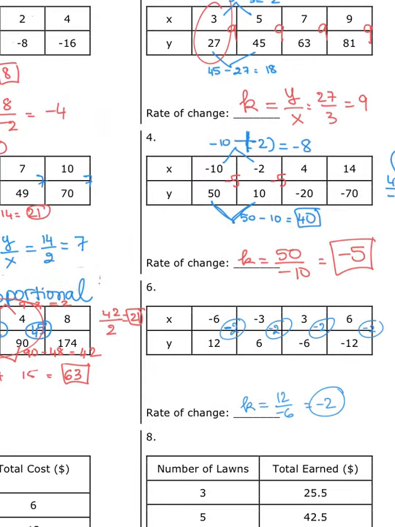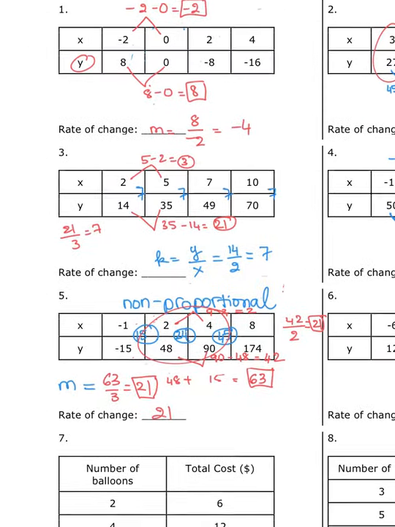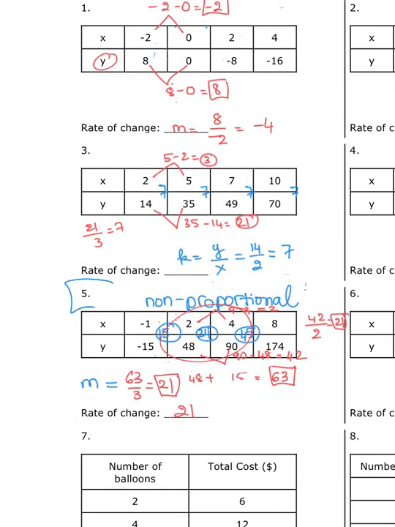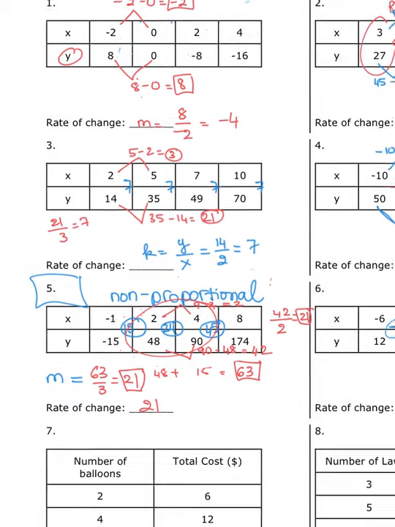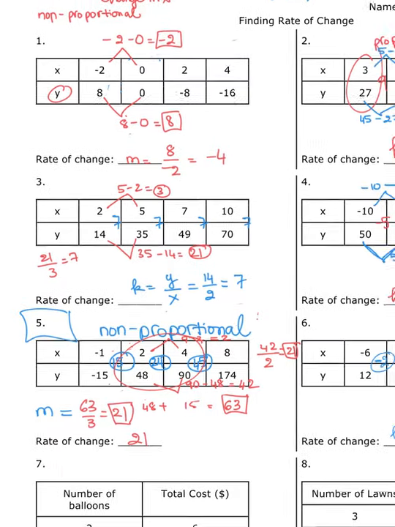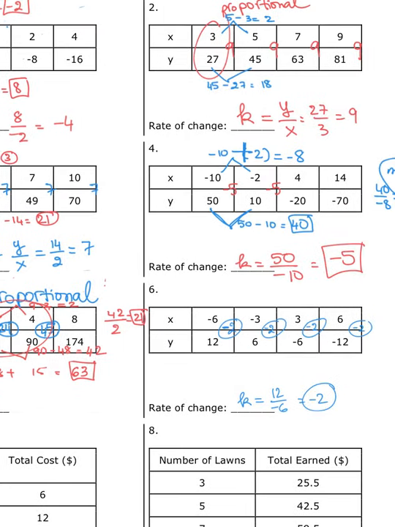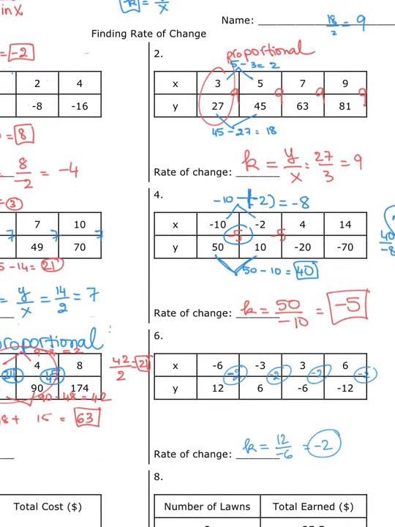Okay, does that make sense to you when I do 1 to 6? And of course, number 5 is the only one that you have to do M, because this is non-proportional. 1, 2, 3, 4, and 6 are proportional, so you can use K because these numbers that you divide are the same.